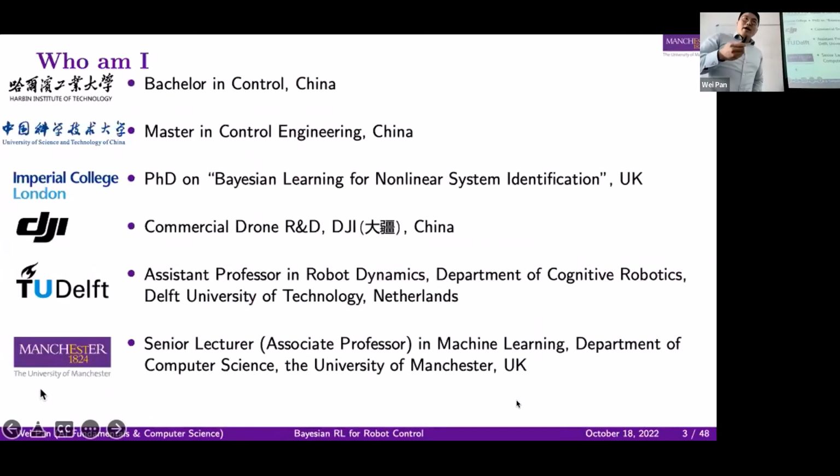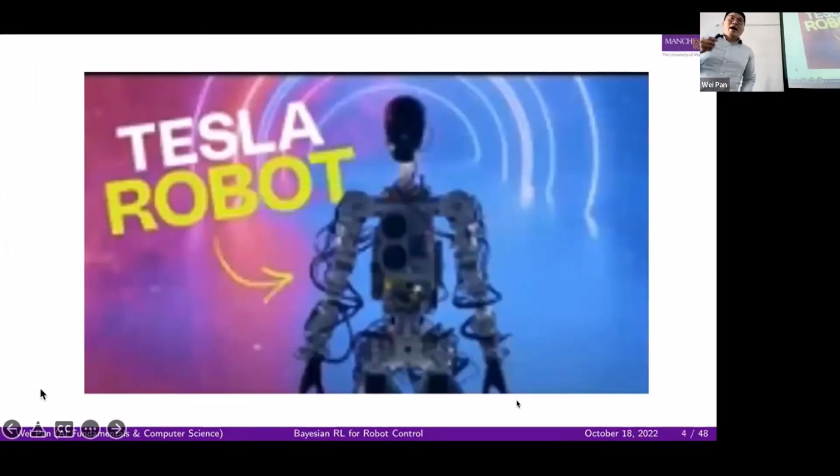I'm Wei. I got my degree in control engineering from China, and I got my PhD from Imperial, working on systems and applications. Then I moved back to China to work for the drone company DJI. Then I moved to the Netherlands, working as assistant professor in robot dynamics at TU Delft. And recently, a couple of months ago, I moved to Manchester as a senior lecturer in machine learning. I work on robotics.